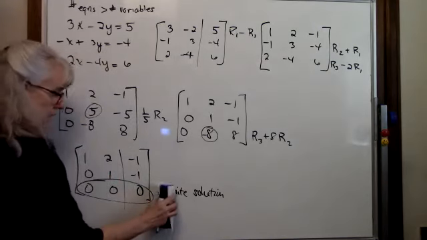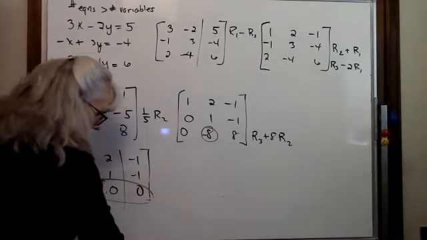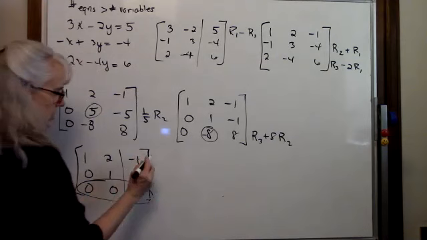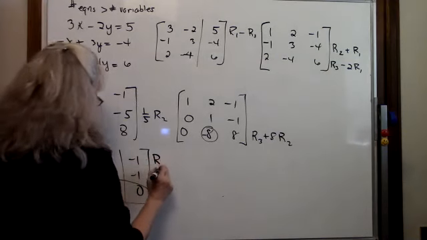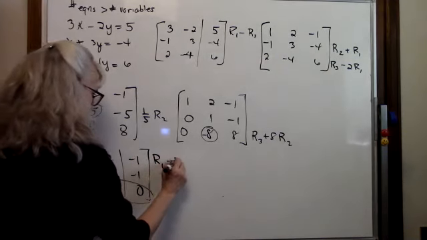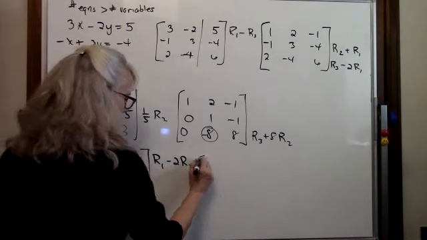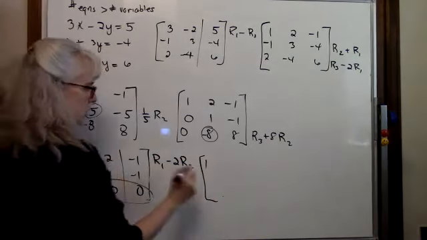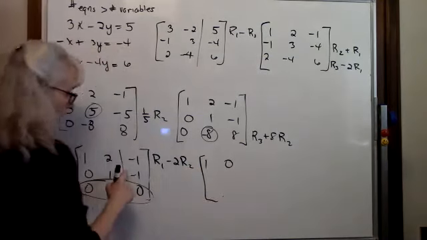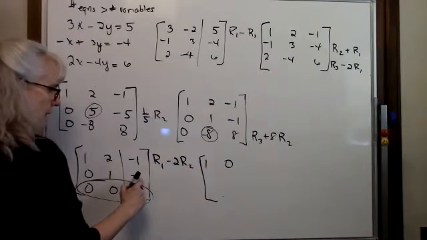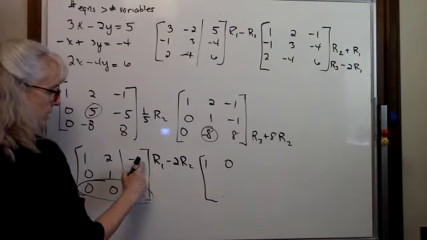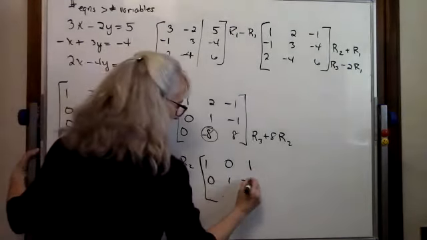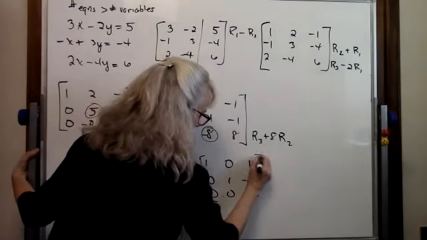So watch for those snap calls. Just because we have a row of zeros doesn't mean we're done here. Let's go ahead and put the 0 here just for practice. So let's do row 1 minus 2 times row 2 and see what falls out of this. So 1 minus 0 is 1. 2 minus 2 is 0, which is great. -1 minus that, so it'd be -1 plus 2, is going to give me a 1. So 0, 1, -1, 0, 0, 0.